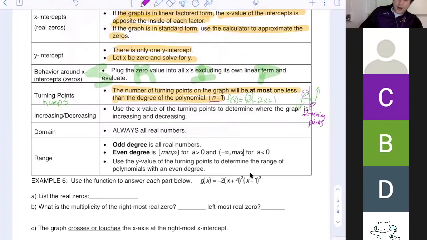Because in order to find the turning points, it's 1 less than your degree. Now it said it has at most 1 less than. It could have no turning points if it's a really narrow graph. But the most it's going to have is 1 less than the degree, because 3 minus 1 is 2. That's what it means for turning points.